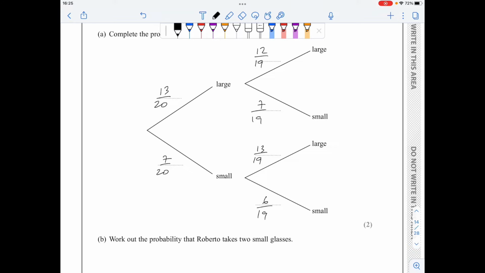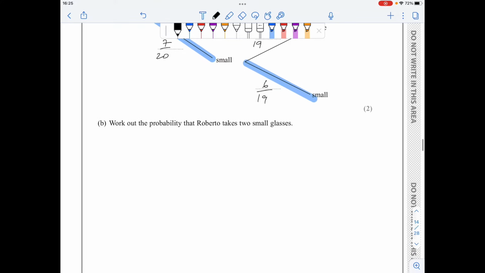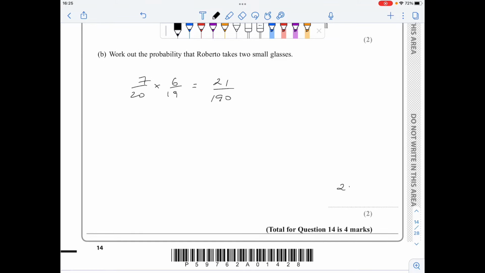Now, if the first one is small, then there are 13 out of 19 large glasses and 6 out of 19 small glasses. For part B, to find the probability he takes 2 small glasses, I will multiply the probabilities on those 2 branches. So I have 7 over 20 times 6 over 19, and this will give me 21 over 190.